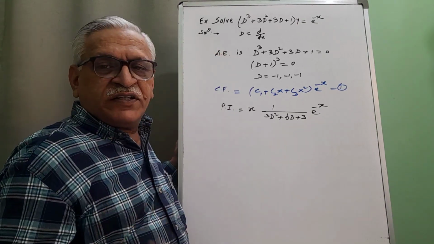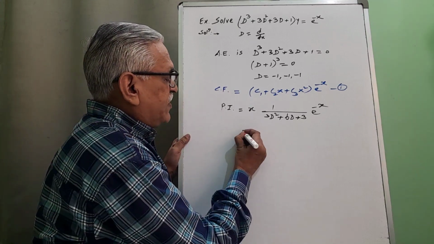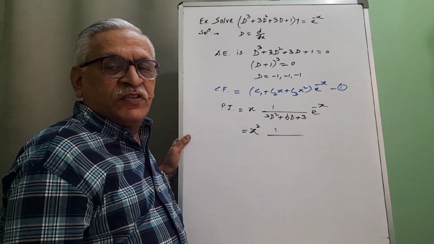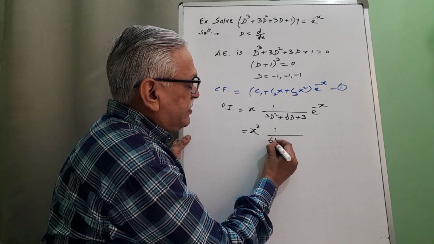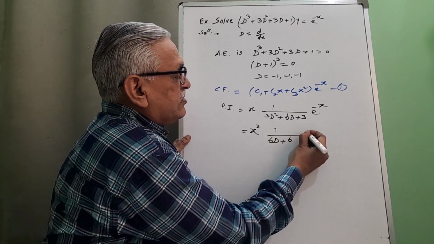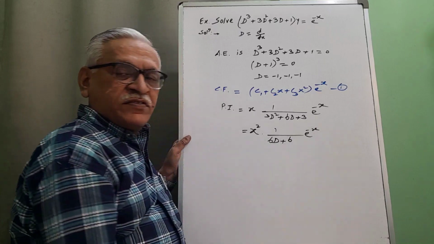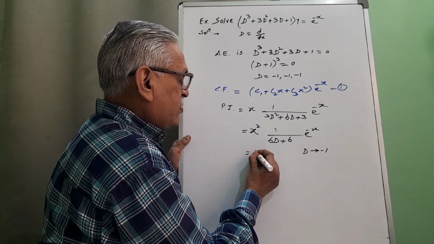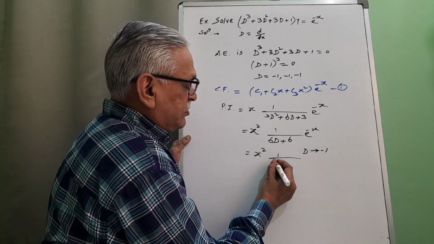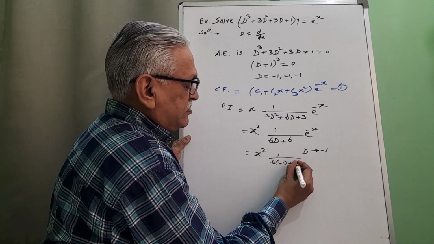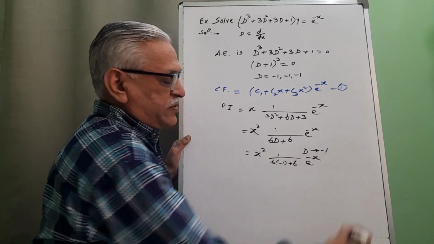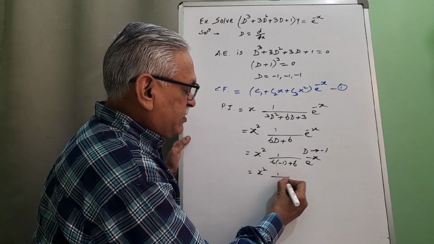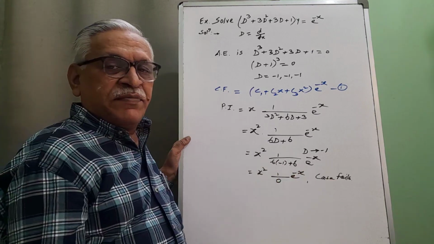Again the case fails. As the case fails a second time, we go to the next step: x into x, that is x², into 1/ the derivative, which is 6D + 6, operated on e^(-x). Again replacing D by -1, we have x² · 1/(6(-1) + 6) operated on e^(-x). 6 - 6 gives once again 0, therefore 1 by 0 e^(-x). Third time the case fails.